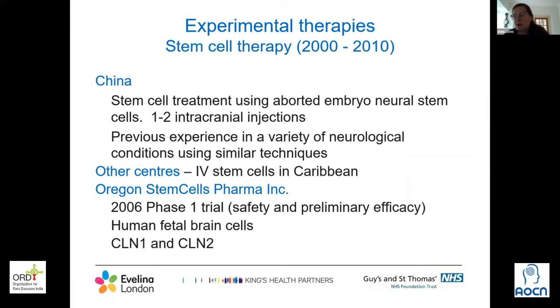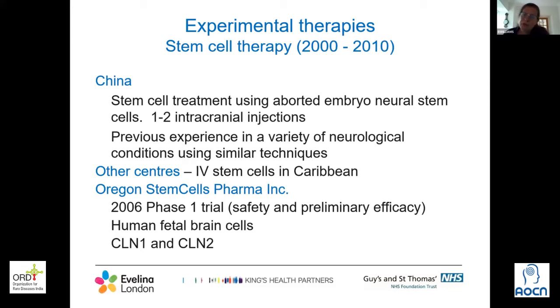So that's the background. Let's think a little bit about new therapies. The genes were beginning to be identified from 1996 onwards. So then we had a gene, for example, for CLN2. We knew that it was an enzyme deficiency. So, where does that follow? Enzyme replacement therapy, well, we're not there yet, but maybe bone marrow transplant, for example, would be a way of delivering the enzyme to the brain.